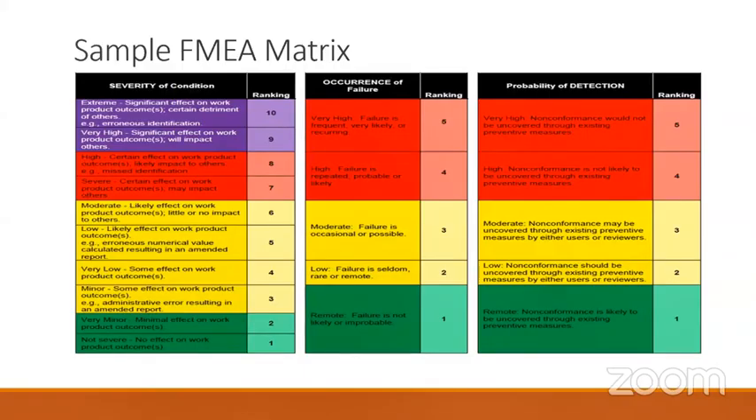It was determined after some use that 1 to 5 would probably be more effective, but nevertheless, you can set these up any way you'd like. The key is to have that distinction between one and another. For probability of detection, it's important to note that the ranking of 5 indicates that the nonconformance would not be uncovered through existing preventative measures. And as you can see, these are color-coded to easily determine what's more severe and what's less severe.